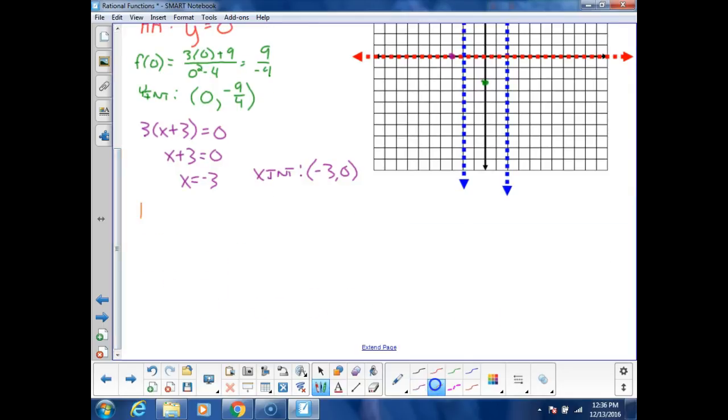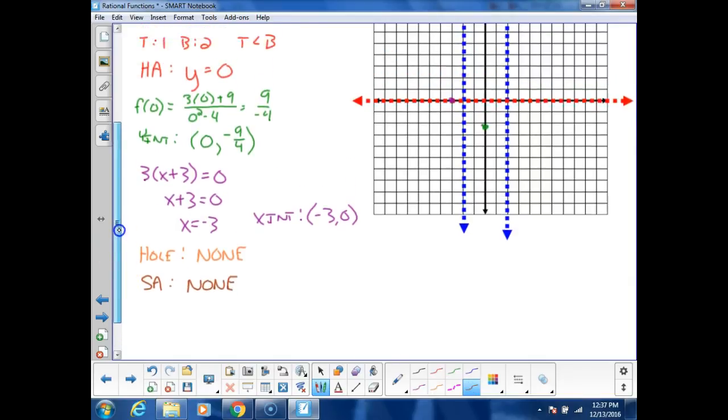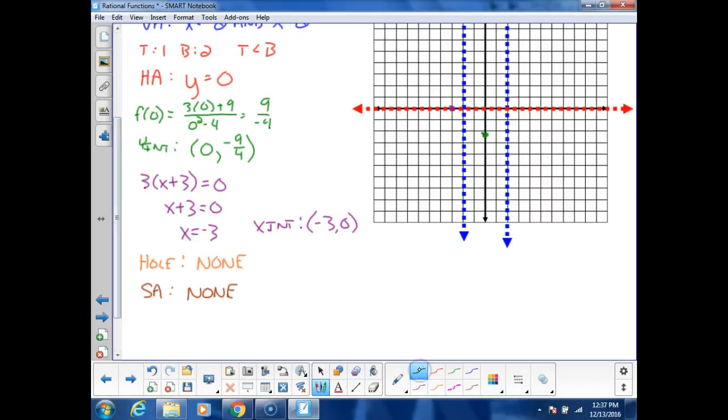Hole? There are none. Slant asymptote? I got it. That hurts. So I got some math to do here now, right? A lot of graphing.